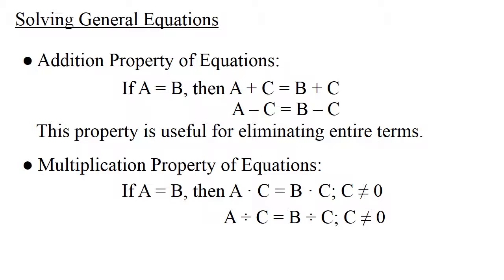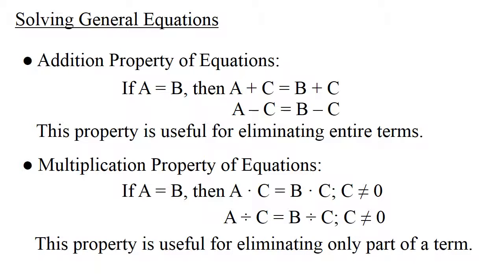Again, you can't divide by 0. And again, when we just say divide by, we mean multiply by the reciprocal. But it's a shorthand way, we say divide by. And we're going to use this typically if we want to eliminate part of an expression, we don't want to eliminate the whole thing, just a piece of it, we'll use this multiplication property. And again, terms are things that are added to make an expression.